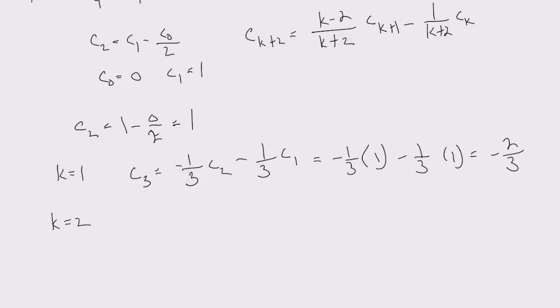And then if I go to k equals 2, that's C sub 4 equals 0 over 4 C3 minus 1 over 4 C2. And the 0 part, we don't have to worry about it, so we've got minus 1/4, and we said C sub 2 was 1. So, okay, negative 1/4. And we've got enough that we could put that all into a giant pattern.